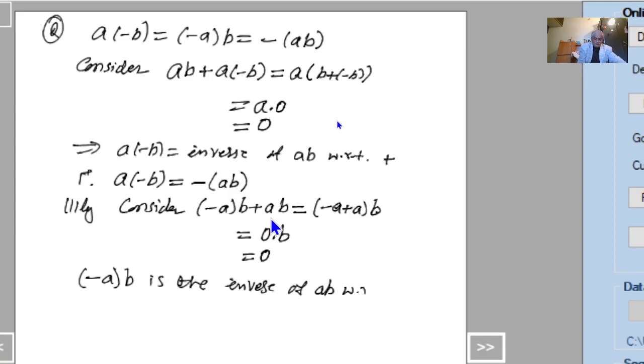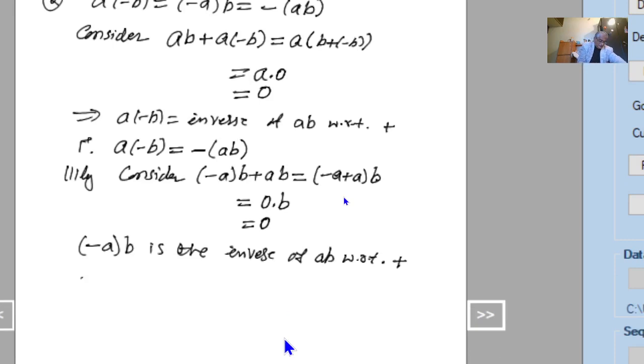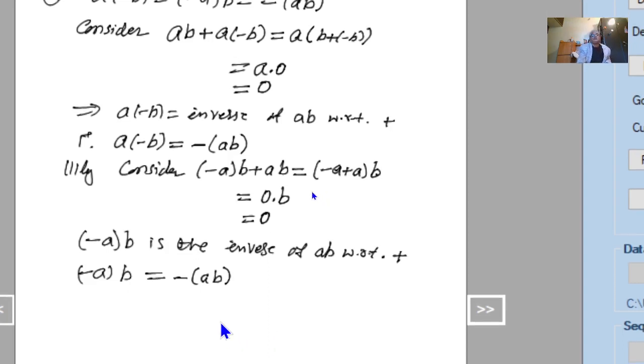So here we write that minus A into B is the inverse of AB with respect to addition. That is, minus A into B is equal to the inverse with respect to addition, meaning minus, inverse of what? Inverse of AB. So here we have proved that we have considered A into minus B, and here I have considered minus A into B. So A into minus B is equal to minus AB, and minus A into B is equal to minus AB.